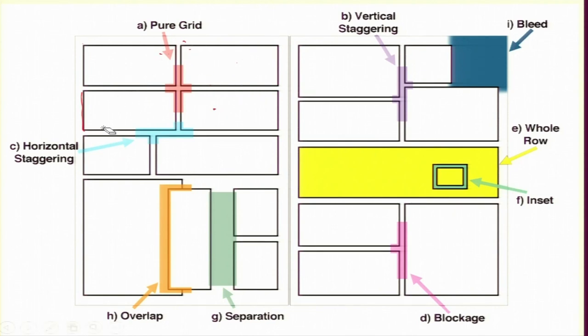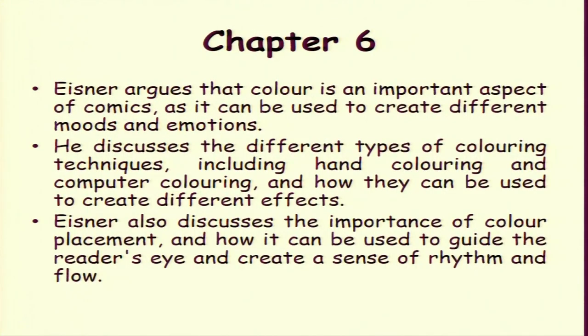So, when we see in the row, not in the column, not this side but this side, when there is a regular distance between each panel, this is called pure grid. What we see here is also called vertical staggering, right. Here there is a panel division in the column. So this is vertical staggering, you see the division of the panel in the column.